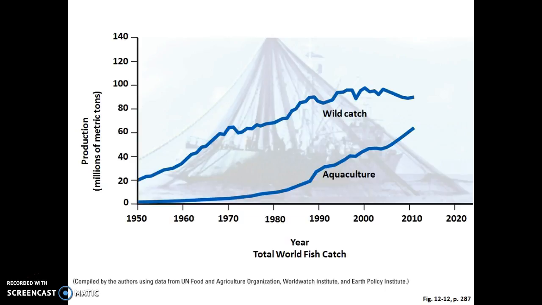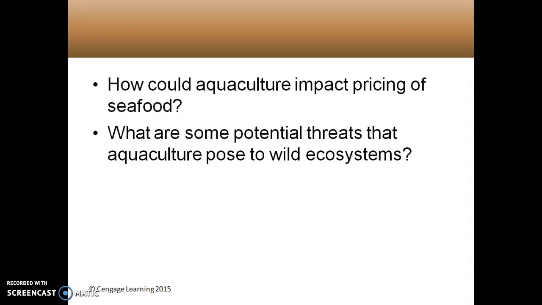The downside to aquaculture, when we talk about the economics of things, is that if you think about swordfish, for example, you're not going to be able to raise swordfish or tuna, because they're not herbivorous animals. They need to migrate, they need to be in open spaces. So you can't raise those types of seafood animals in aquaculture. It's just not possible. You don't have a large enough area. So what I want you guys to think about is how aquaculture could impact pricing of seafood. The way that things are going right now, obviously, supply and demand. And then think about what some potential threats are that aquaculture poses to wild ecosystems.